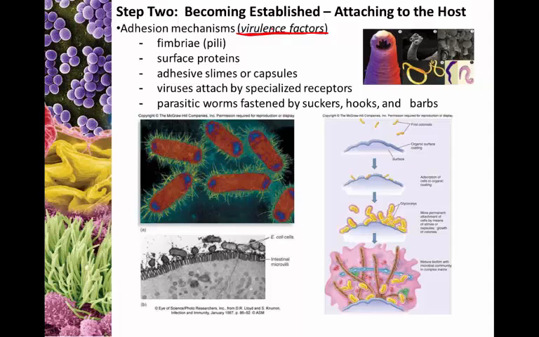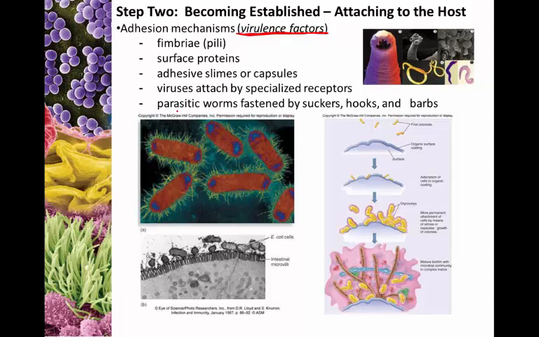Fimbriae or pili, which we call attachment pili. If you remember, I said they were like Velcro on the surfaces of the cells. The surface proteins, we're talking about the ligands here. Adhesive slimes or capsules. So slime layers and capsules, because they have that sticky sugar consistency to them, are very often sticky. Viruses often attach by specialized receptors. It's what gives viruses the majority of their specificity.